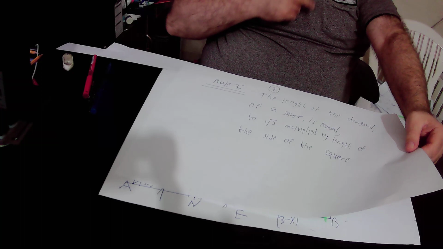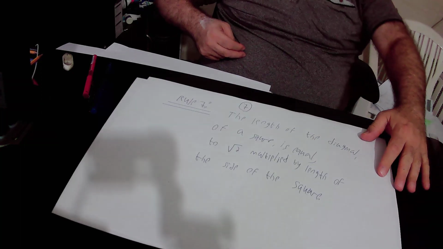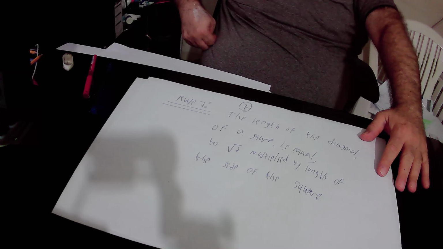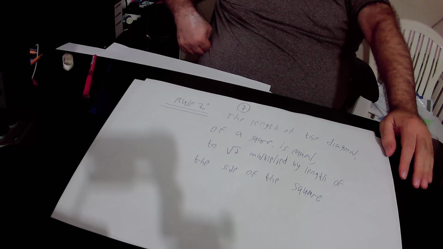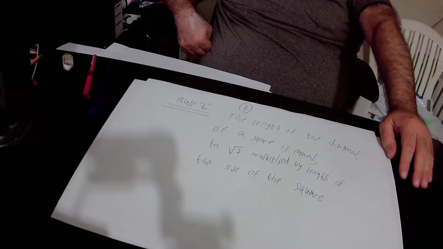And we have also rule number 7. According to rule number 7, the length of the diagonal of a square is equal to square root of 2 multiplied by the length of the side of the square.